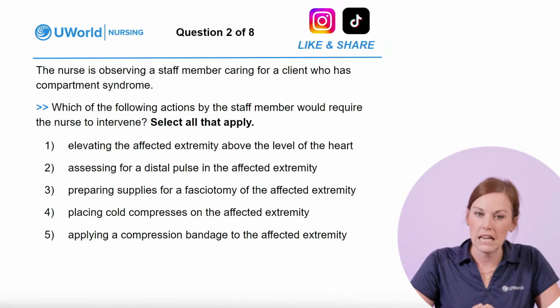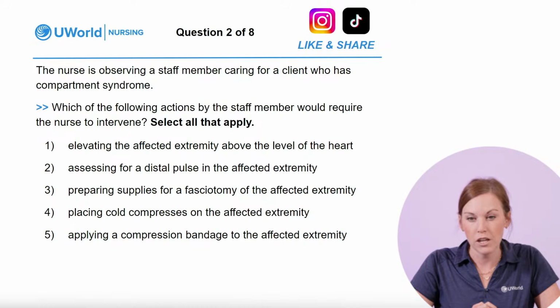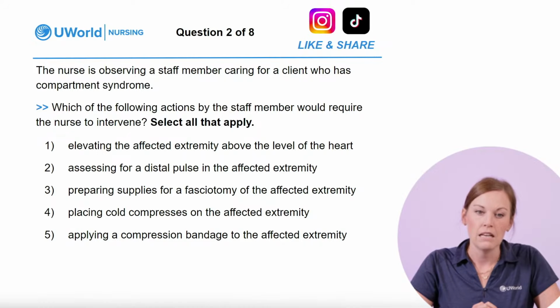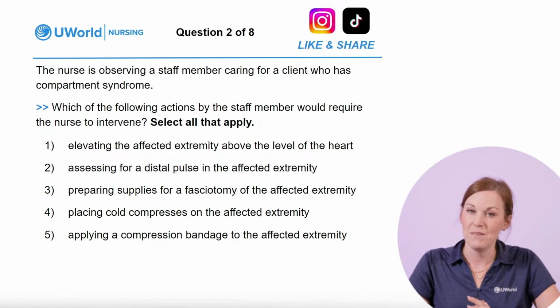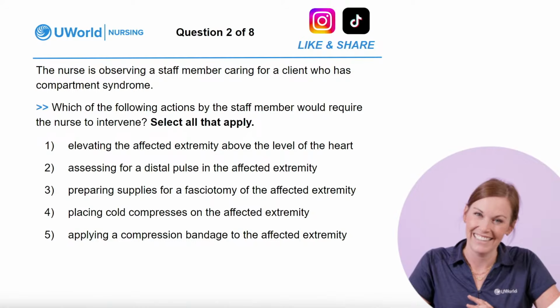Option 2, assessing for a distal pulse in the affected extremity. Option 3, preparing supplies for a fasciotomy of the affected extremity. Option 4, placing cold compresses on the affected extremity. Option 5, applying a compression bandage to the affected extremity. There's a lot happening with the affected extremity.